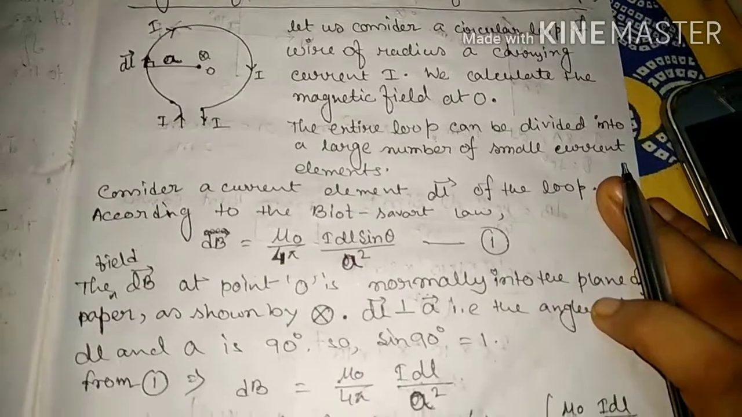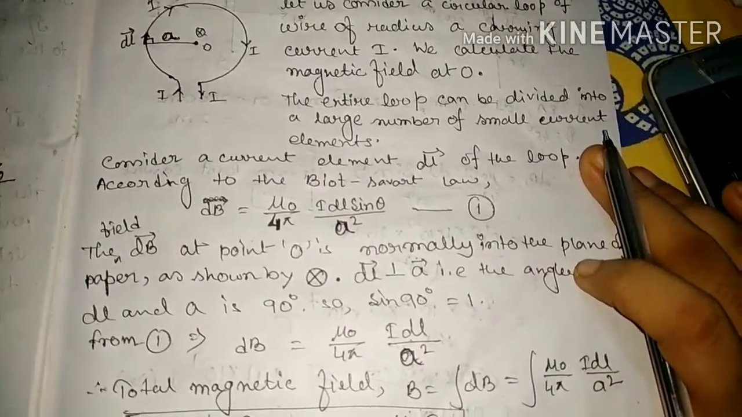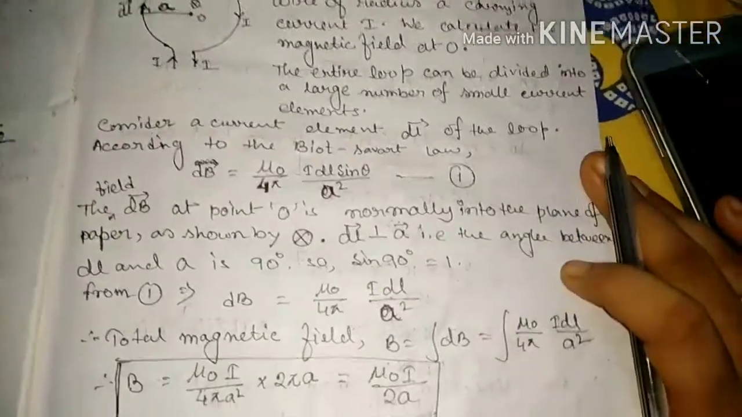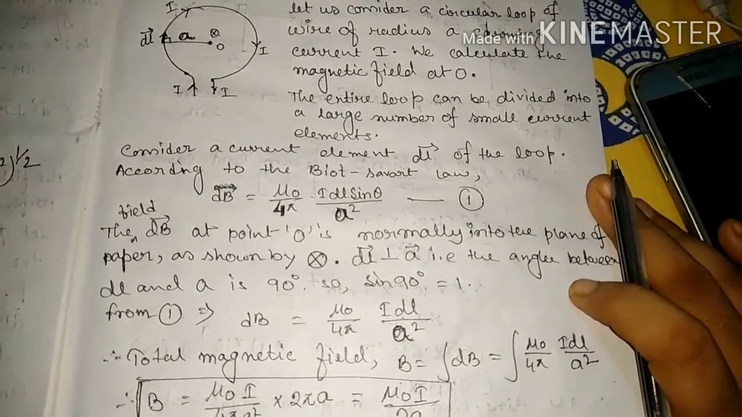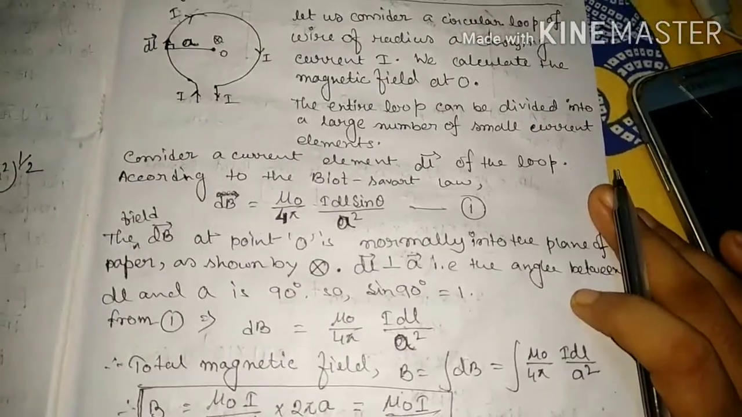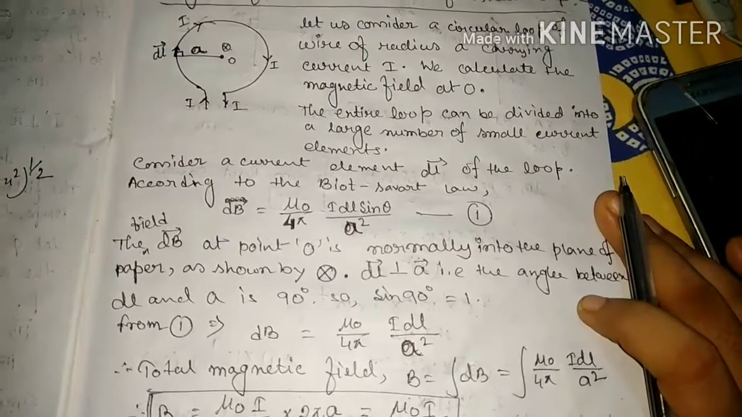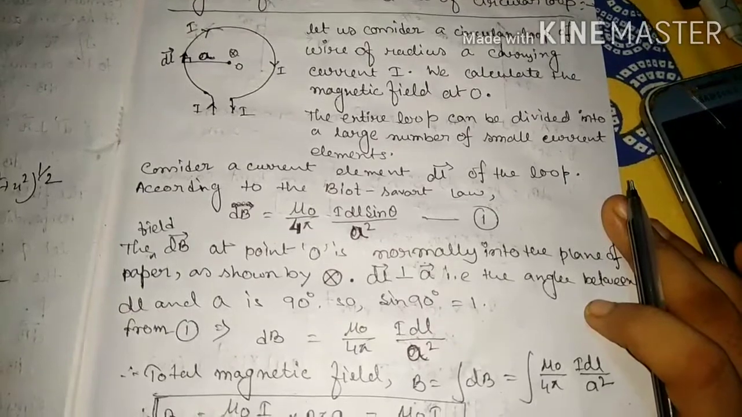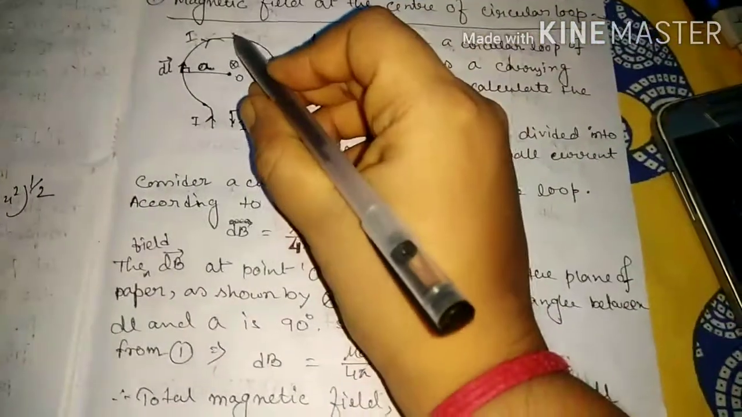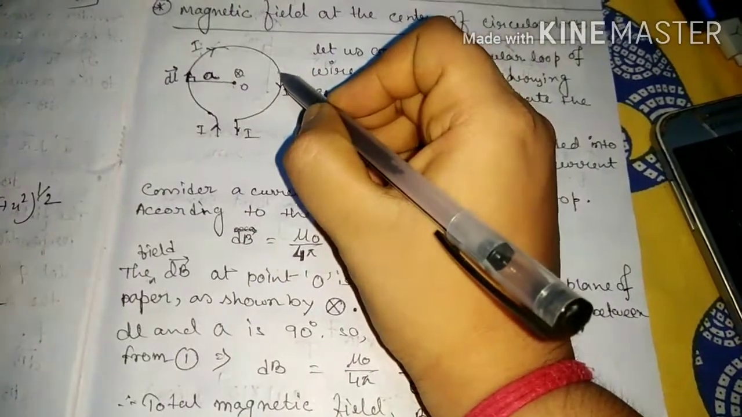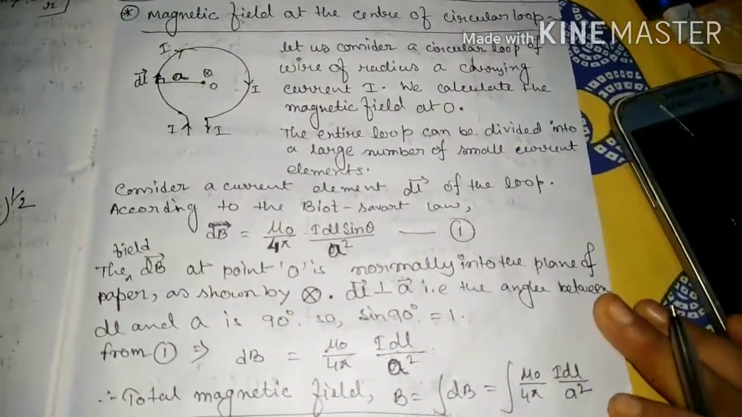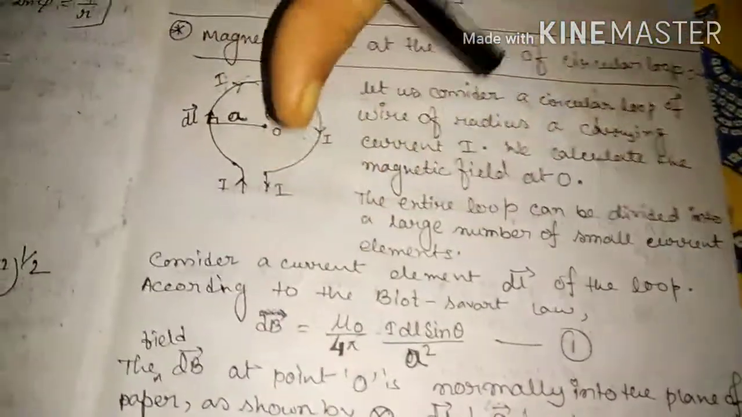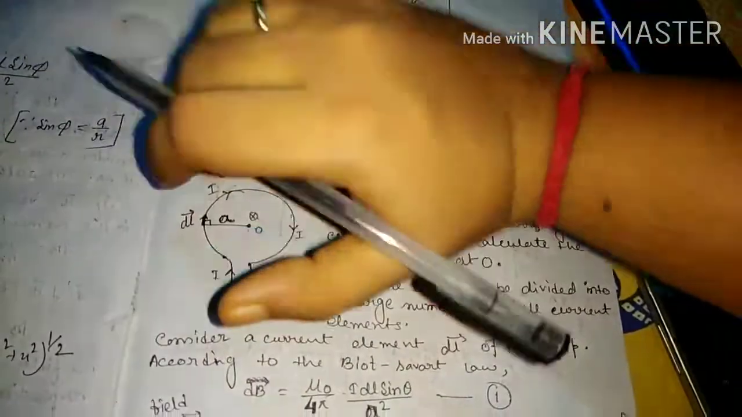You have to mention the direction of magnetic field with this sign, either cross sign or dot sign. So if we apply Biot-Savart Law, dB equals mu 0 by 4 pi I dl sin theta by A square, and theta equals 90 degrees. So sin 90 value is 1. So we get dB equals mu 0 by 4 pi I dl by A square. This is for only this small current element. We can consider the whole circular loop as a summation of these small current elements dl. If you consider dl here, you get the same expression. If you consider dl here, you get the same expression, and you also get the same direction of the magnetic field, into the paper.